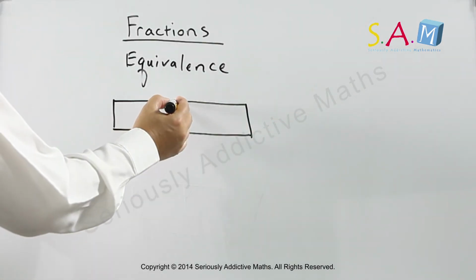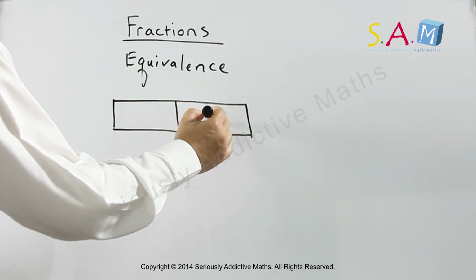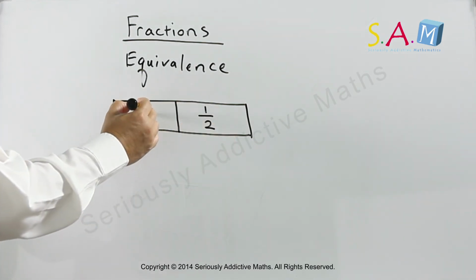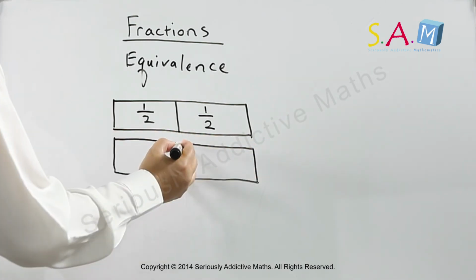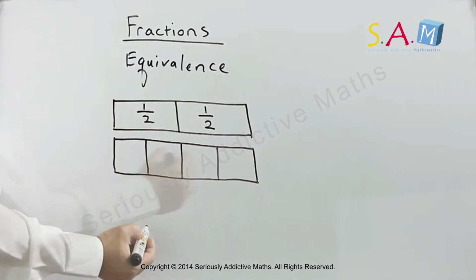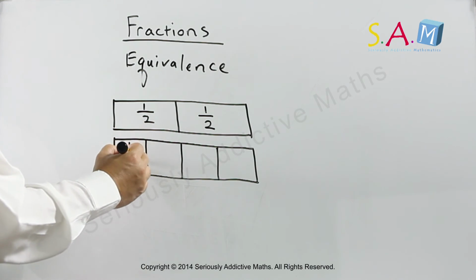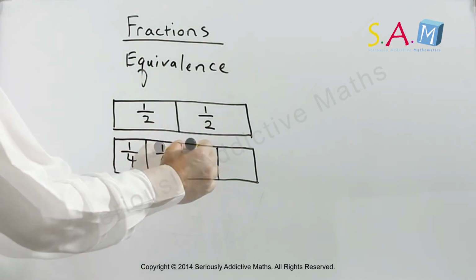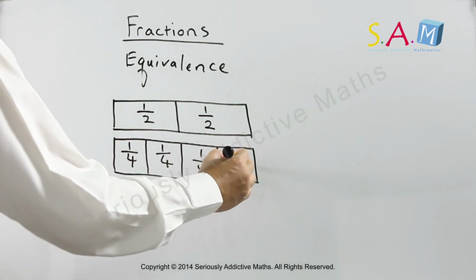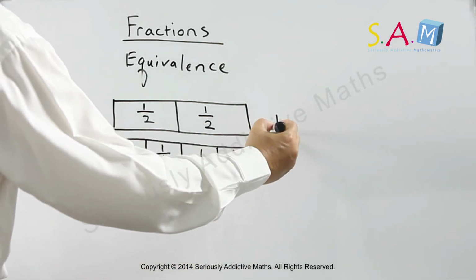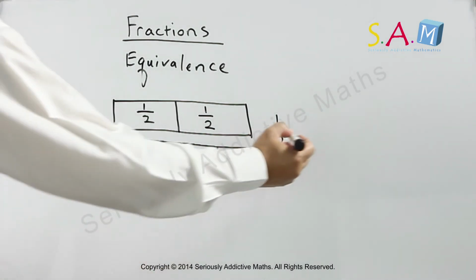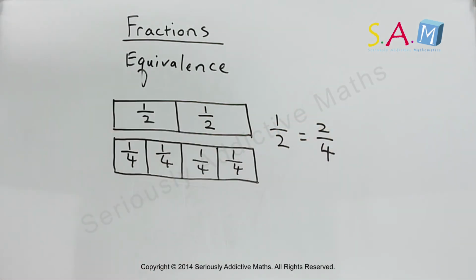If I cut this in half, this is known as half. This is also known as half. If I have another whole and cut it in 4 parts, each part is 1 out of 4. So we can see that 1 out of 2 is essentially the same as 2 out of 4.